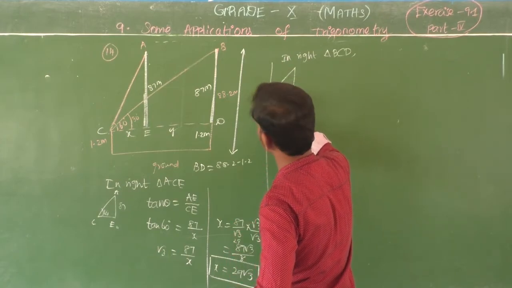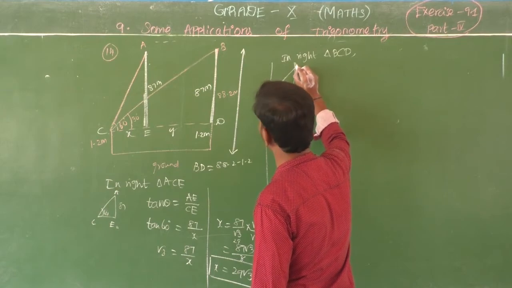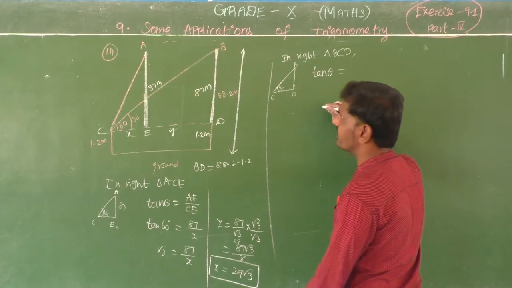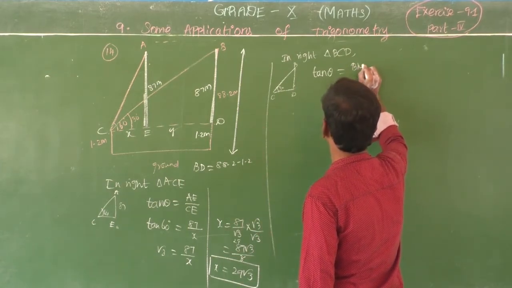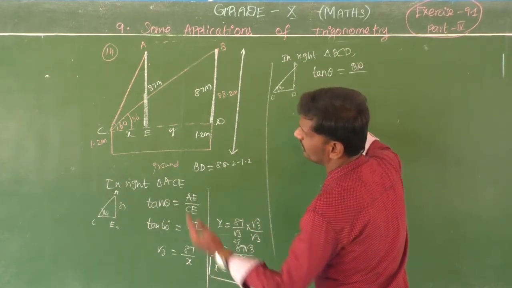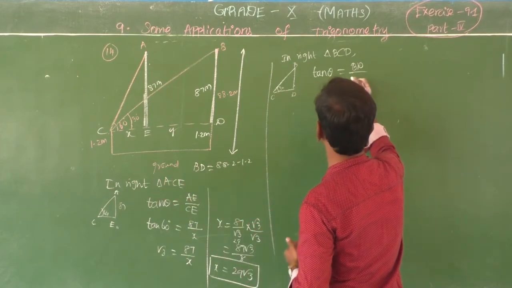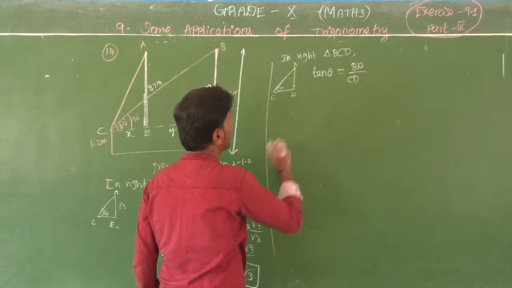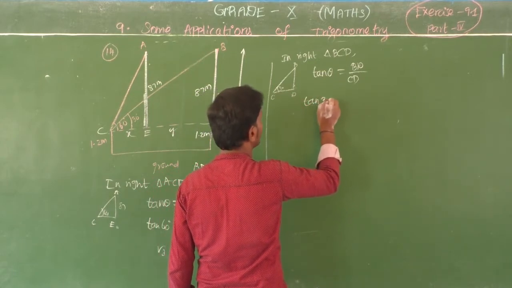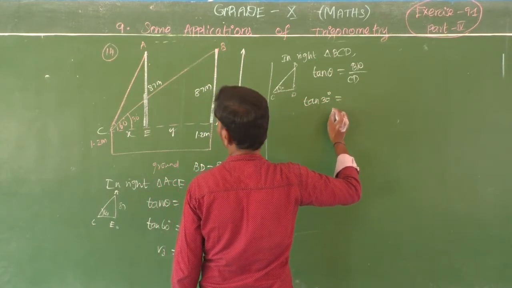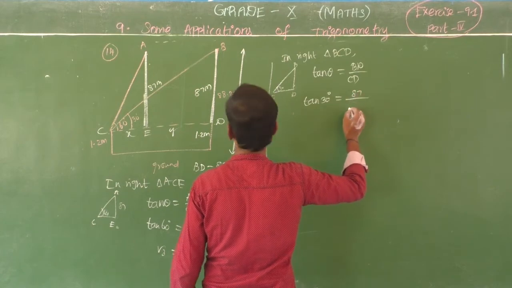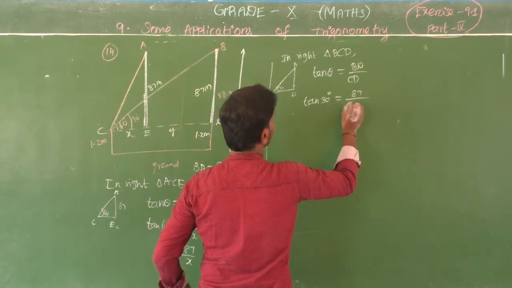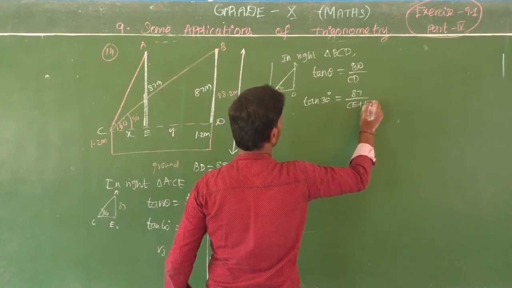30 degree. This is A, C, B, D. Now here also tan theta equals the opposite side, the same BD, divided by the total value CD. Now how much is the angle? tan 30 degree equals BD, the same 87, divided by CD, which is CE plus ED.